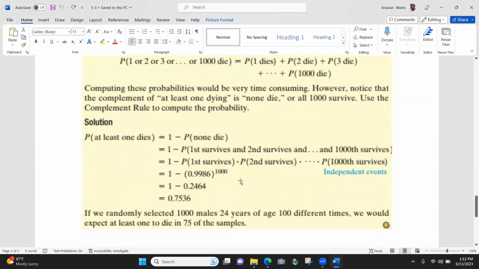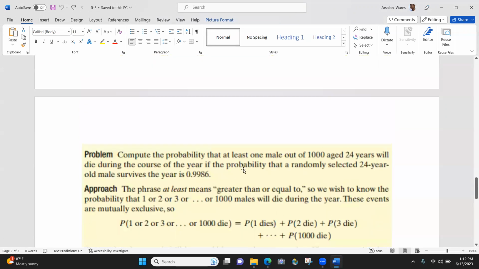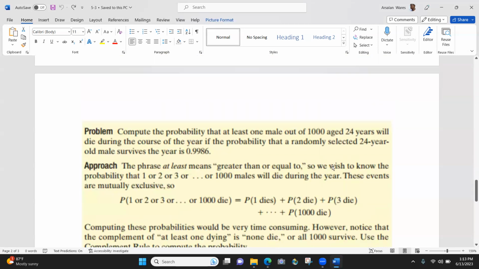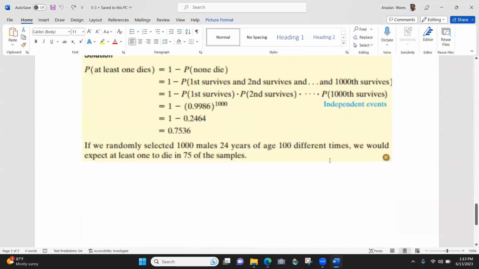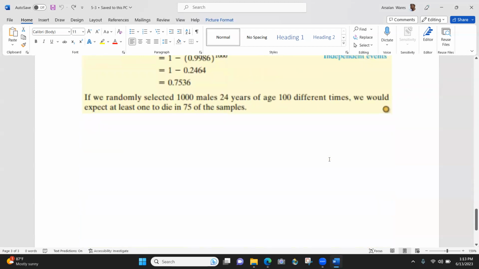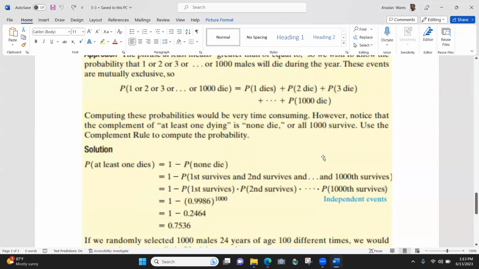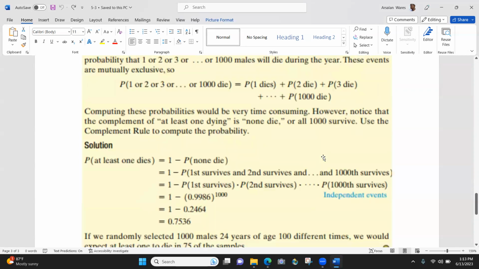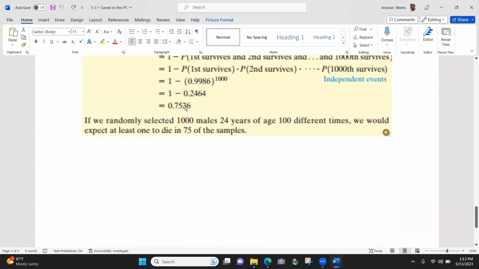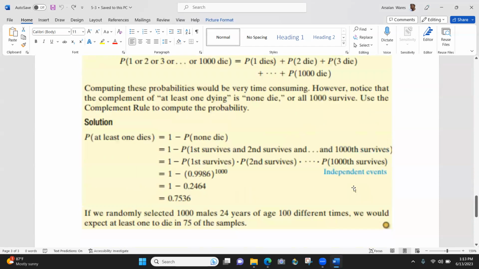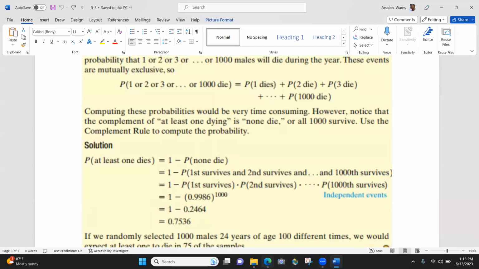You have this example, but you really want to understand, okay? Which seems very high, which intuitively makes sense. Out of 1,000 people, even though the probability that somebody will survive is pretty high, 0.9986, the probability that at least one will die, at least one or two or three, is this, which is pretty high, unfortunately. Anyway, I hope that makes sense.